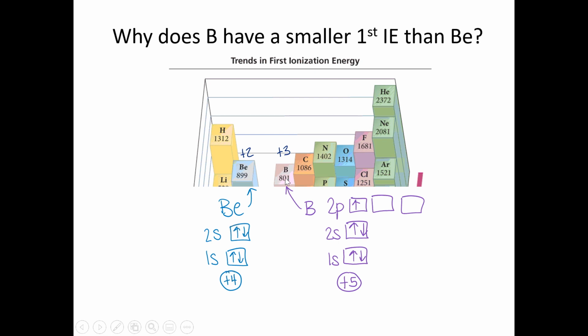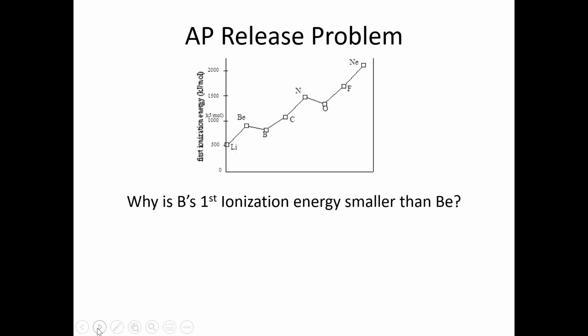So the reason why we see a slight dip going from beryllium to boron, or magnesium to aluminum, is because these p electrons are a little bit further away from the nucleus. So they are a little bit easier to remove. But it's just right here that you notice that kind of dip. All the way down the rest of the row, it's not that significant. Okay, so that's what's going on here between your beryllium and your boron.